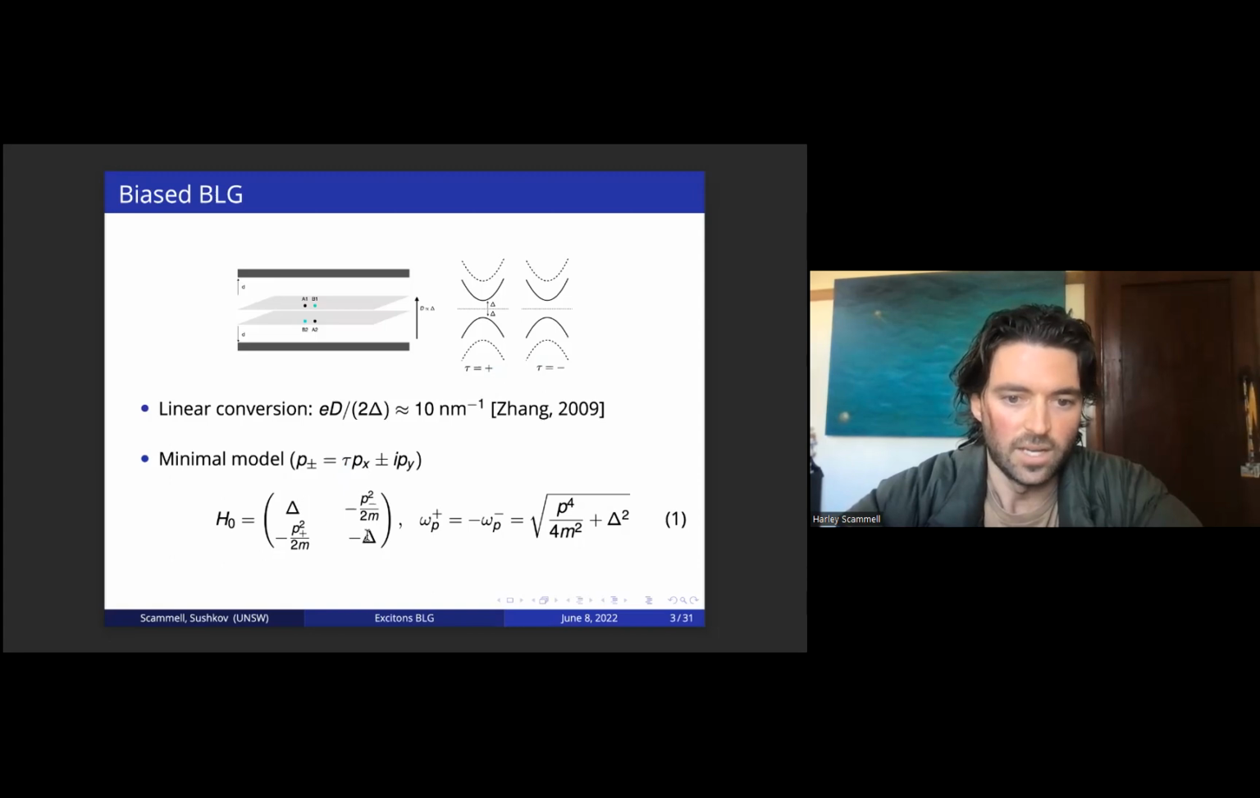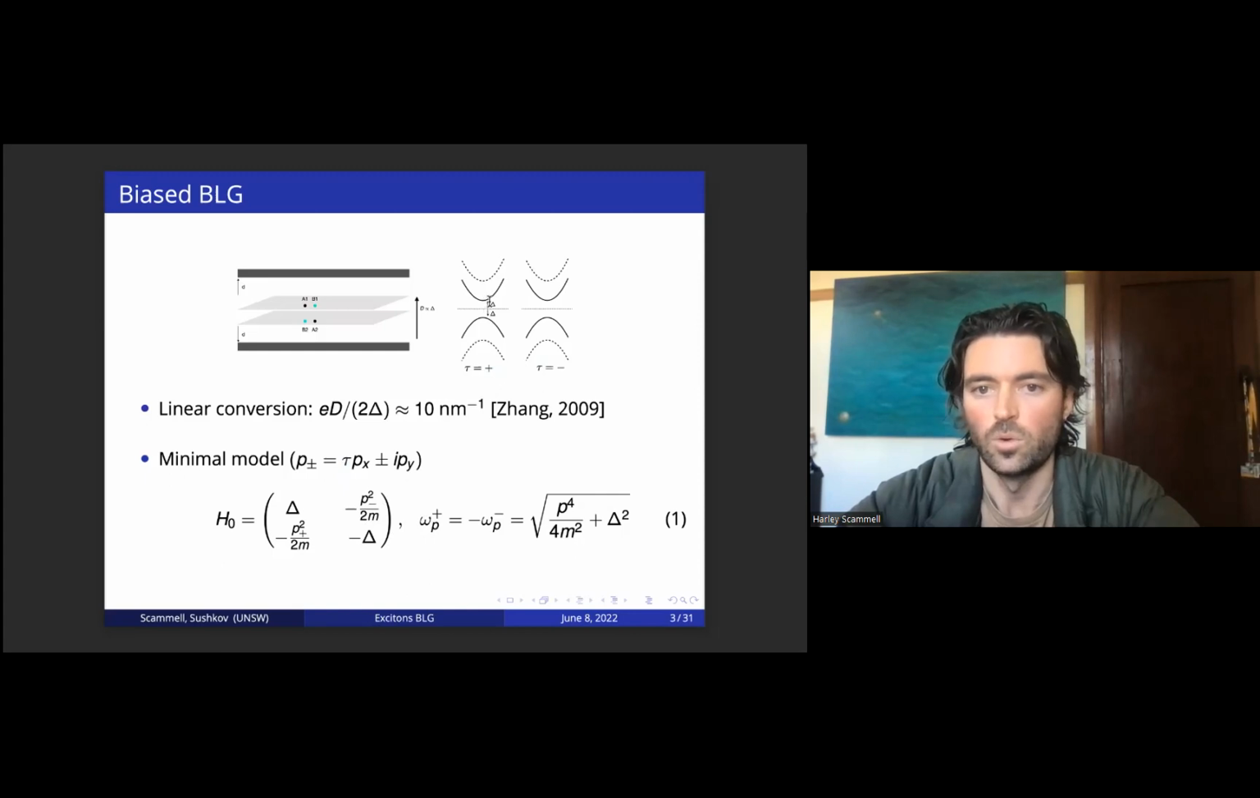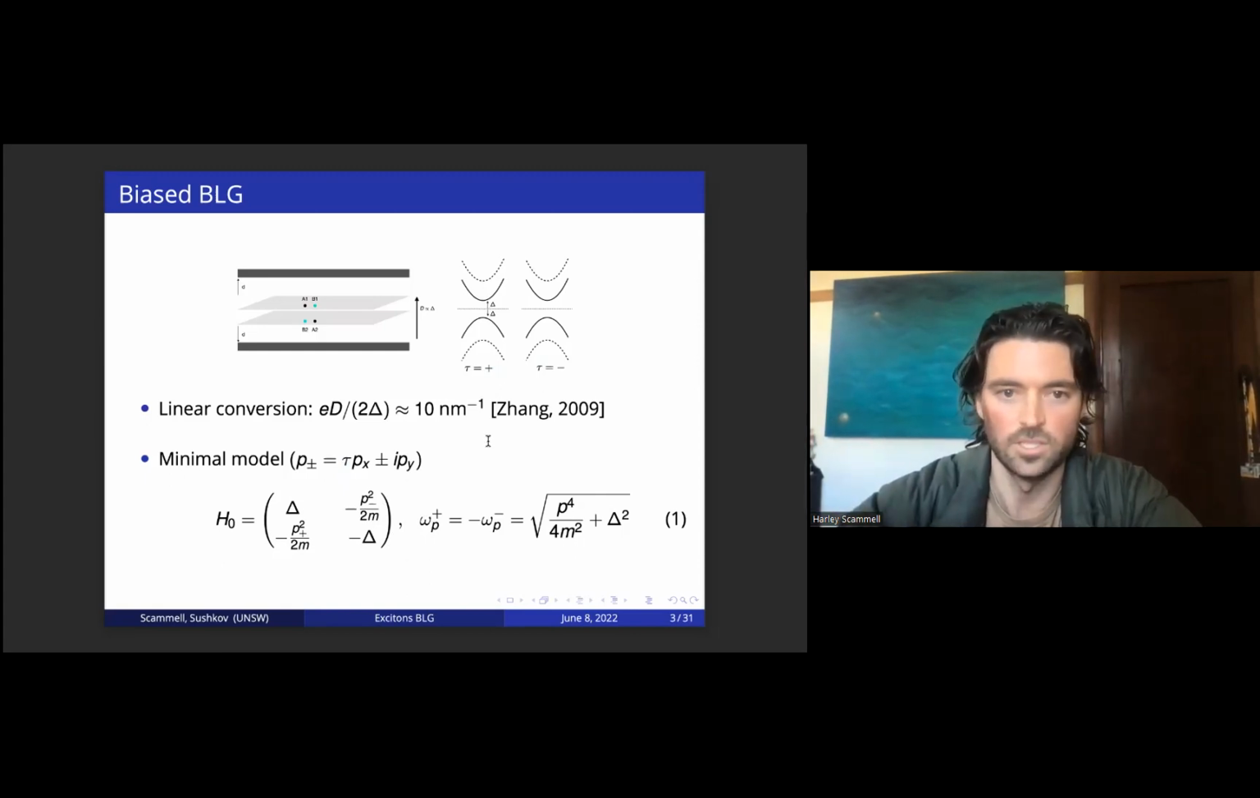Key properties are that this bias field enters on the diagonal, and your kinetic terms are on the off diagonal. What you see from here is what I'll call particle-hole symmetry: whenever you're at some given momentum in the upper band, the conduction band, the valence band is exactly the negative of this at the same momentum. Another point is that a low momentum expansion around this band minimum gives you a quartic dispersion. Okay, so those are a couple of features of this minimal model of bilayer graphene.